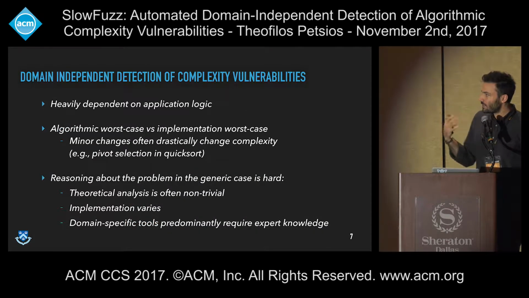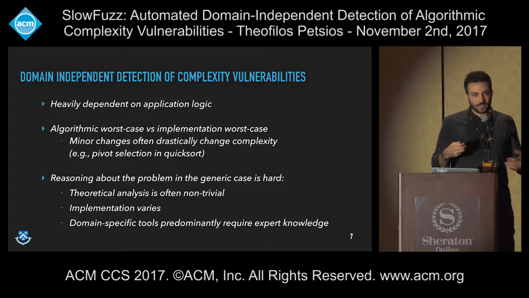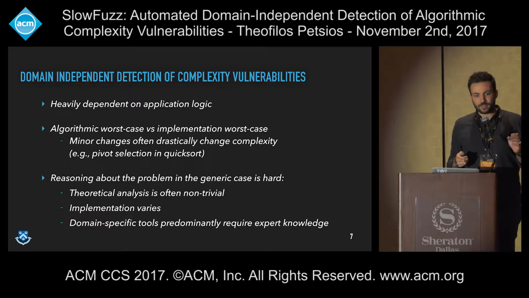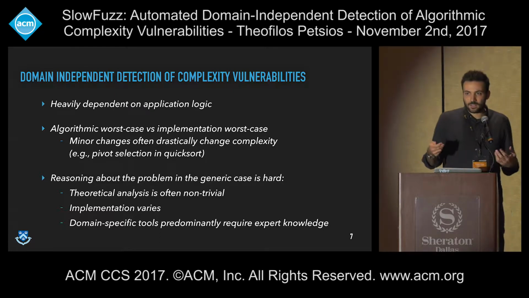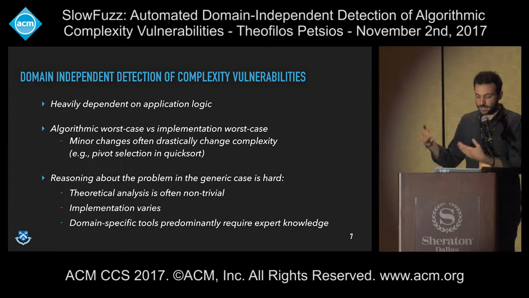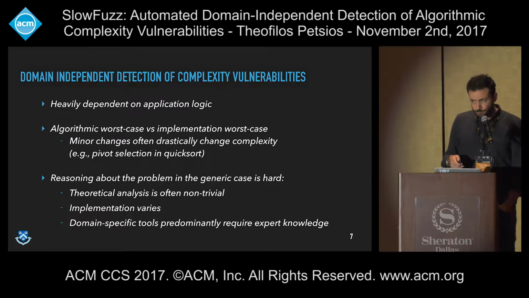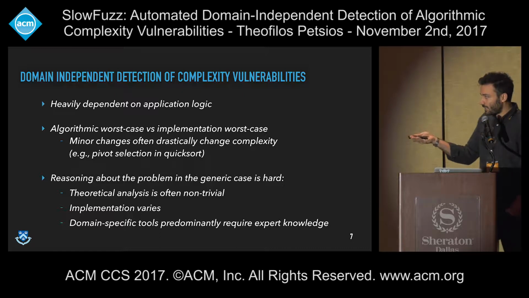The reason these problems occur again and again is that the detection of such bugs is generally a hard problem, because complexity vulnerabilities are heavily dependent on the application logic. It's not only the algorithmic worst case, but in several cases, the implementation really matters. Minor changes in implementation drastically affect the performance. Think about the well-known example of quicksort, where just the pivot selection can drastically affect the performance of the overall implementation. So it is often the case that theoretical analysis is not trivial.